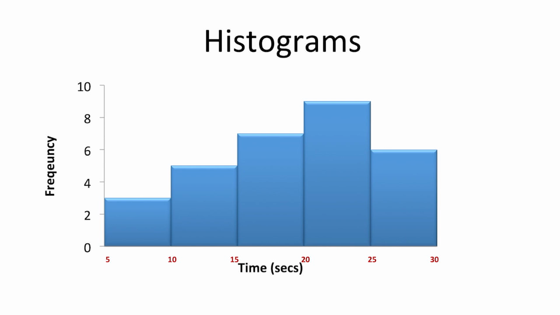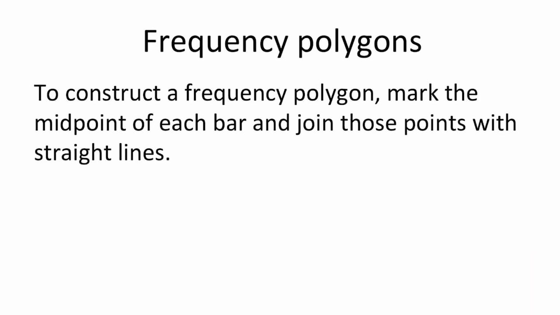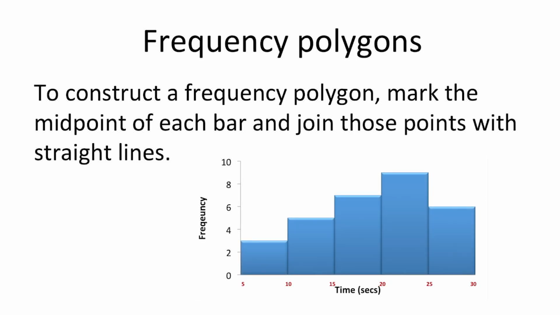And you can see here, our histogram is essentially exactly the same format as a bar chart. Notice here we start at 5, which was the lower end of our first class interval. And we have equal class intervals, 5 to 10, 10 to 15, and so on. And that's why there's no gaps between the bars, because 5 to 10 goes straight on to the bar with 10 to 15. Now, if we wanted to construct a frequency polygon, which is another way of presenting data, all we need to do is, using that histogram, mark the midpoint on each bar and then join those points together with a straight line.